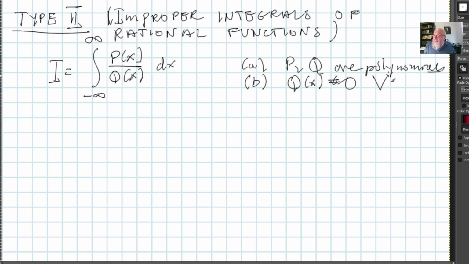So that means it's a kind of an even degree polynomial that never gives you 0, like a quadratic polynomial with a negative discriminant. So in such a case we have no roots. And the third assumption, C, is that the degree of q as a polynomial is larger than or equal to the degree of p plus 2. So that means the difference between the degree of the denominator and numerator is at least 2.